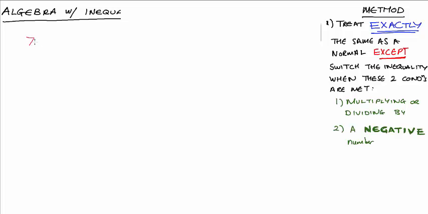Right, so you've got 7y is less than 3y plus 6. The first thing we do is take away 3y. Now that's actually quite interesting, because we don't know if y is positive or negative. But because we're taking away, we don't care. So this one still stays the same. Then we divide by 4.